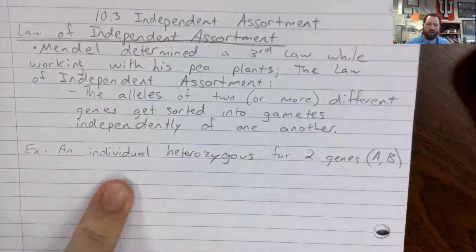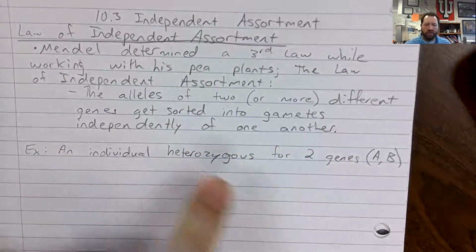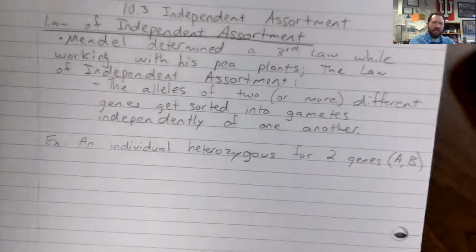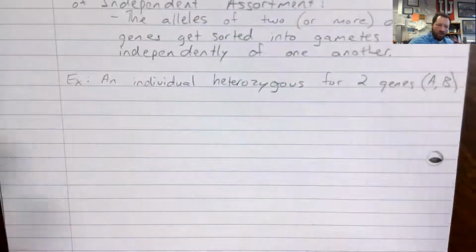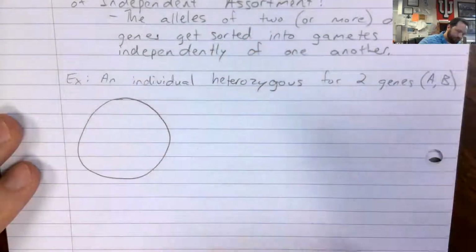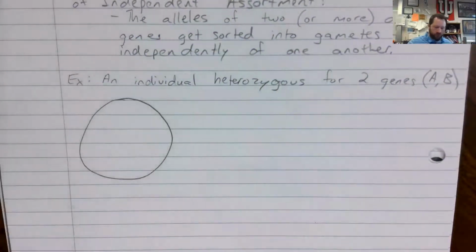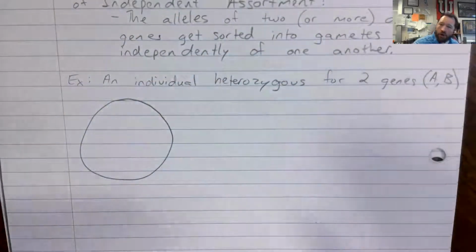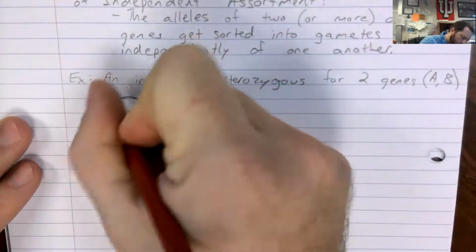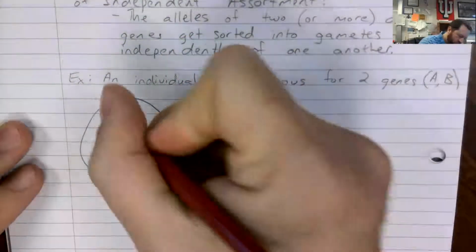So we'll take a look at an individual heterozygous for two genes. We'll call those genes gene A and gene B. So heterozygous means they have one dominant and one recessive allele. So here's their cell. We'll say that they've already been through S phase. They've already copied their DNA, so it's already in that X shape.